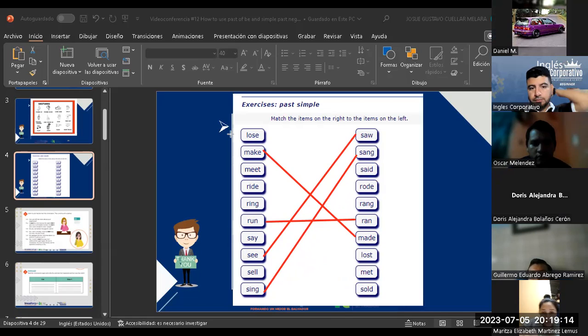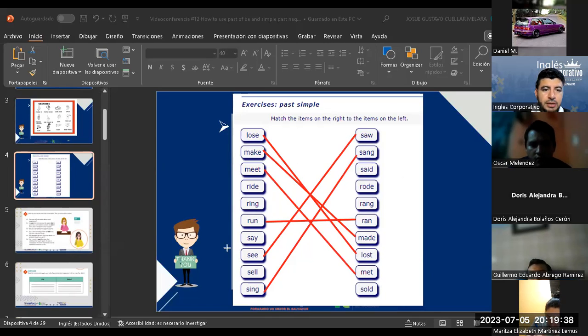Lost. Okay, aquí sería lose. Lose y la otra sería lost. Thank you. Lose and lost. Very nice. Gustavo and then Rivas. Meet. Meet and then here we have met. What about Rivas and José Andrés? Will roll. Okay. Sería right. Esta, ¿verdad? Okay. And road. Right and road.